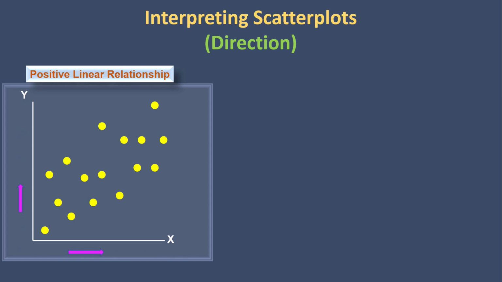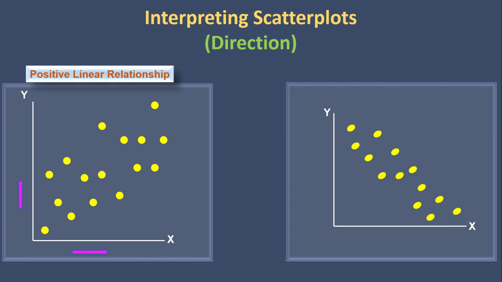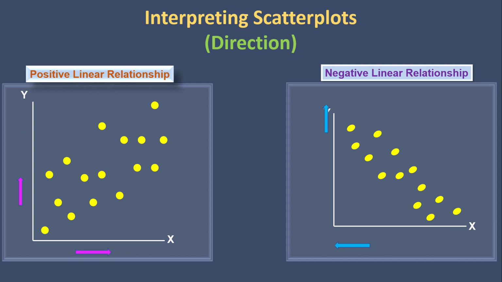On the other hand, if the data points show a downward trend, this suggests a negative linear relationship. Here, when x decreases, y increases, or when x increases, y decreases.